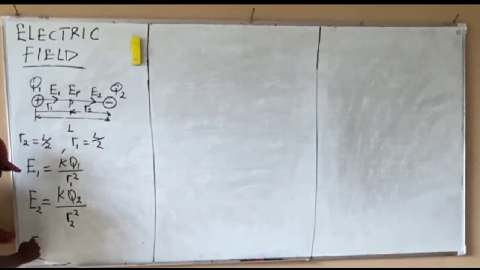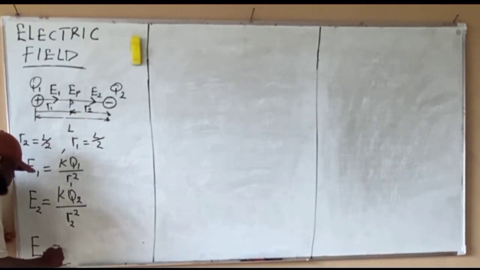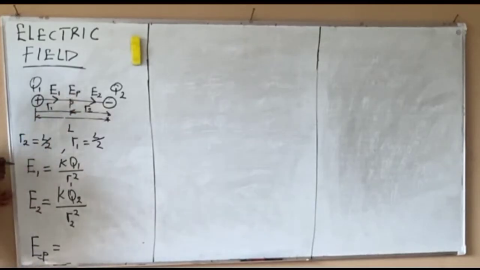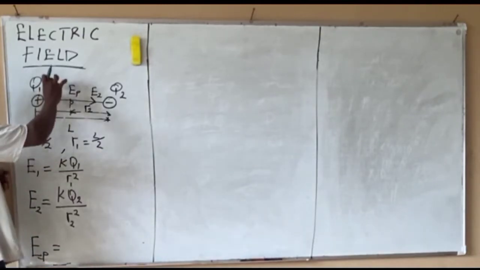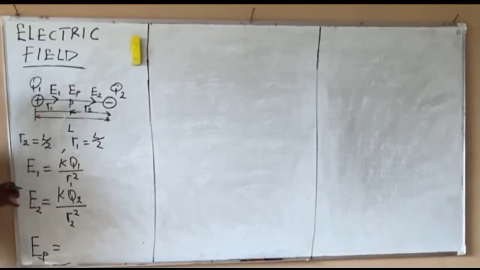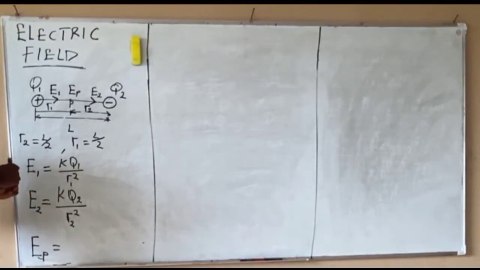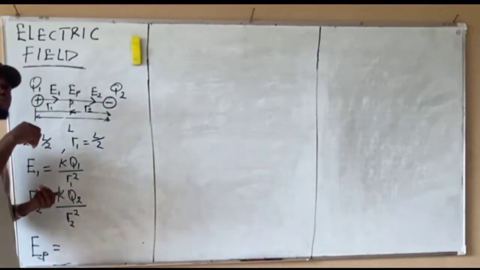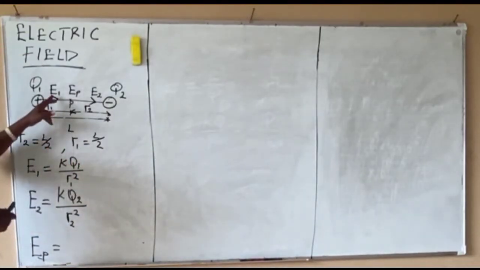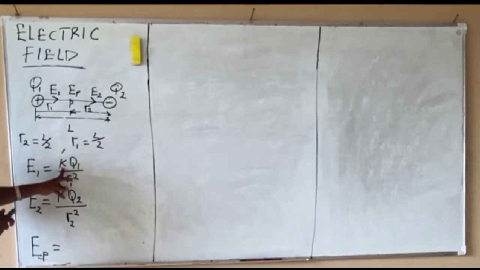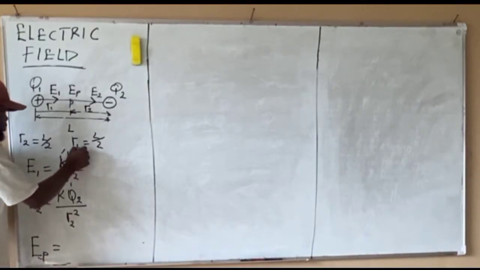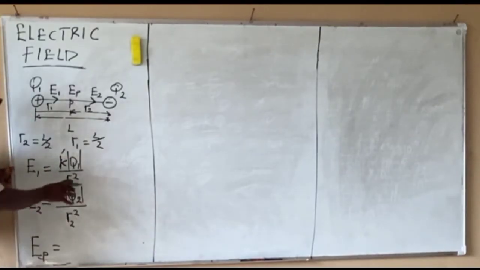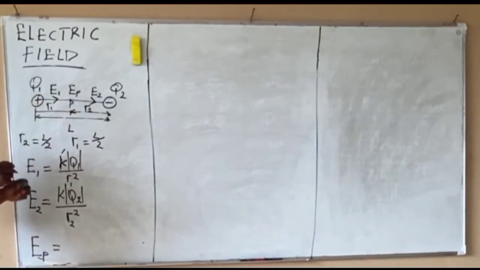Now, what will be the net or total electric field at point P? The total electric field at point P will be the vector sum of these two fields that are present. When you do a vector sum, you take note of the magnitude of the field and the direction of the field as well. Now, what is the magnitude of this field? We're going to get the magnitude from this formula. In this formula, you take the magnitude of the charge. You don't add the signs of the charges to them.